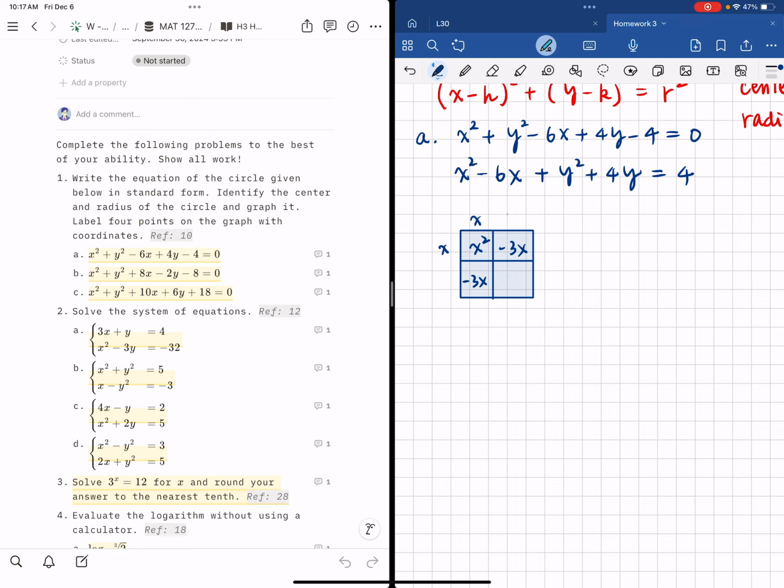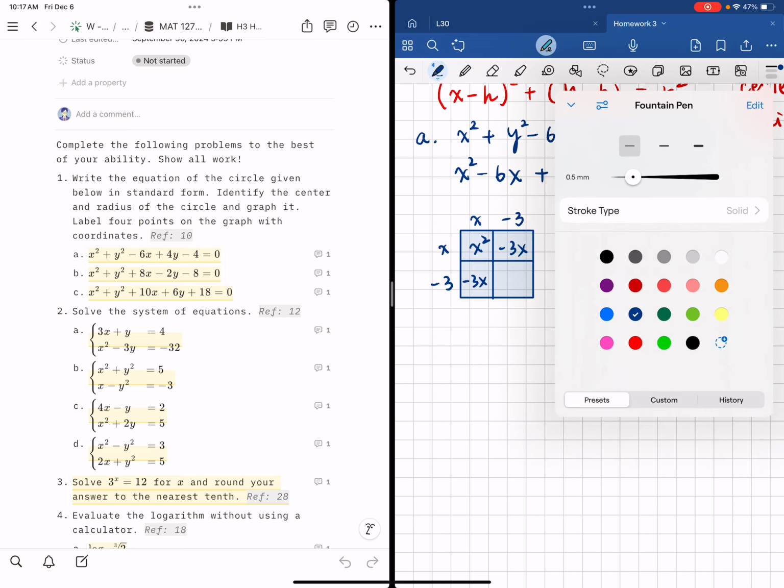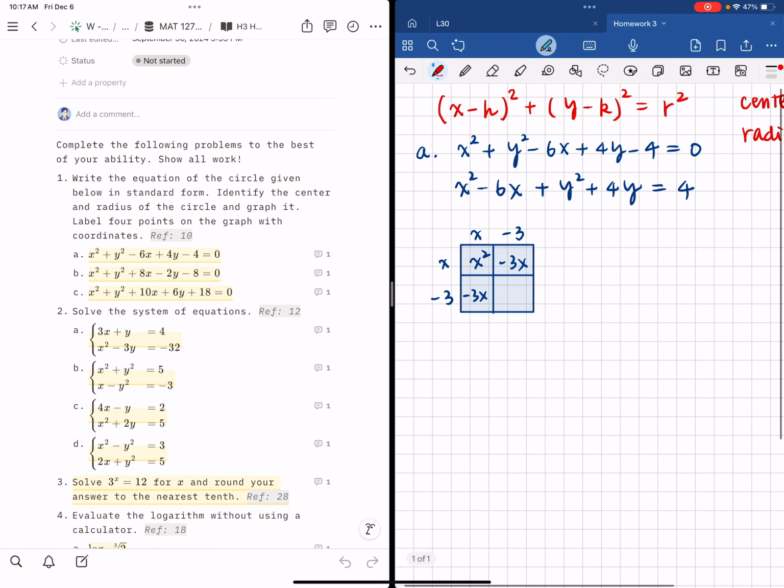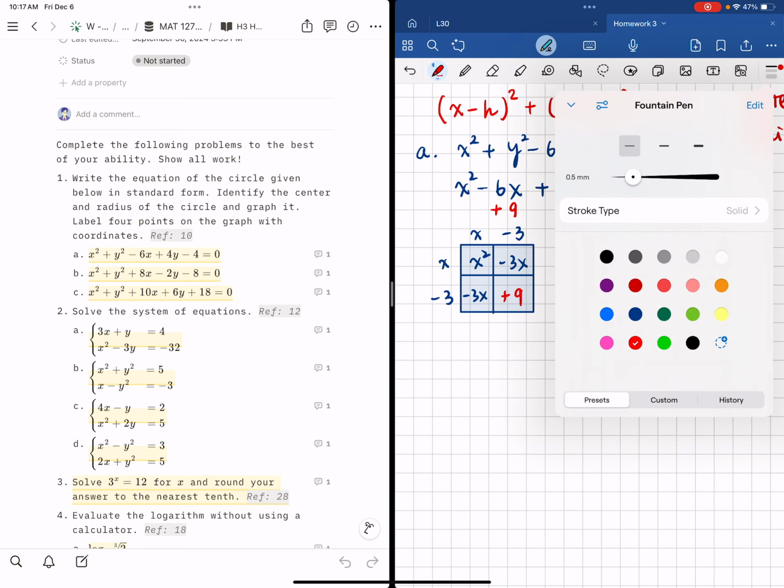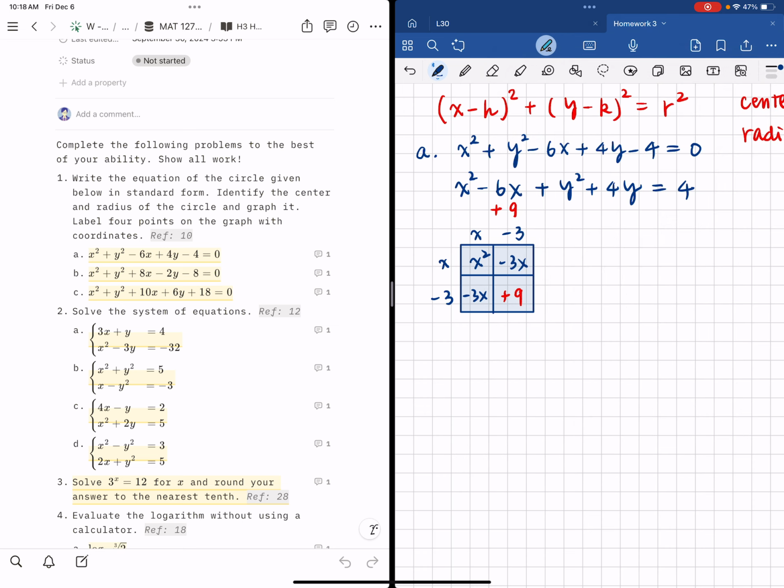This tells us that the side length of this rectangle, one of them is negative 3. Same thing over here, negative 3. Then we multiply negative 3 and negative 3 to get the area of the missing square at the bottom right. Negative 3 times negative 3 is positive 9. So we're adding 9 to x squared minus 6x, and that will complete the square. This will give you (x minus 3) squared.